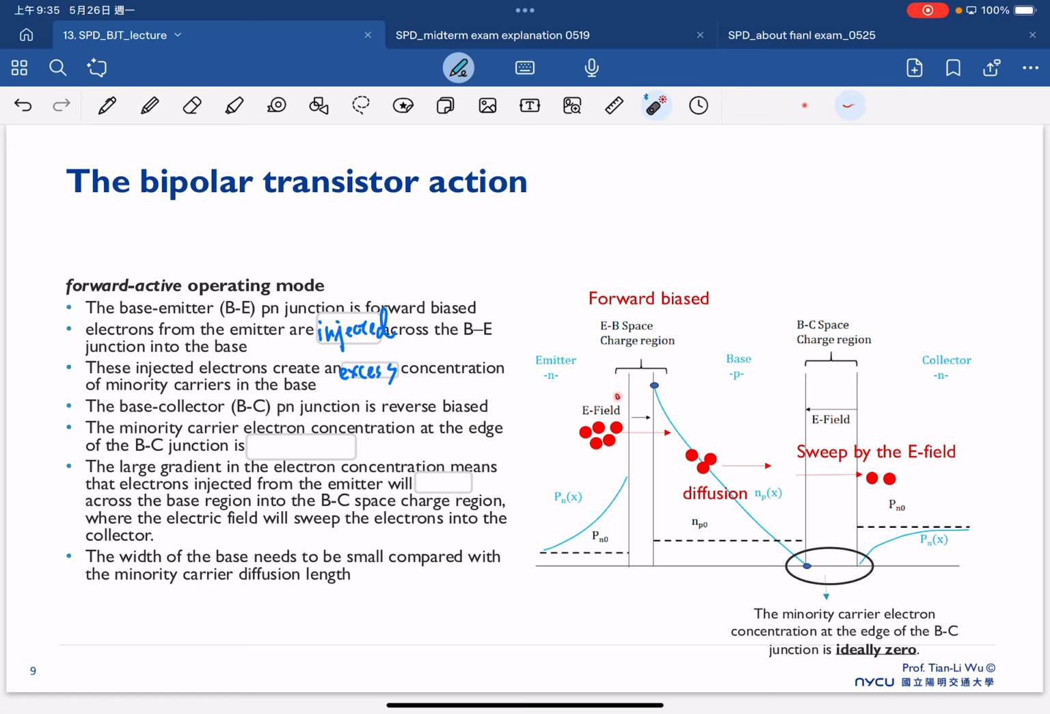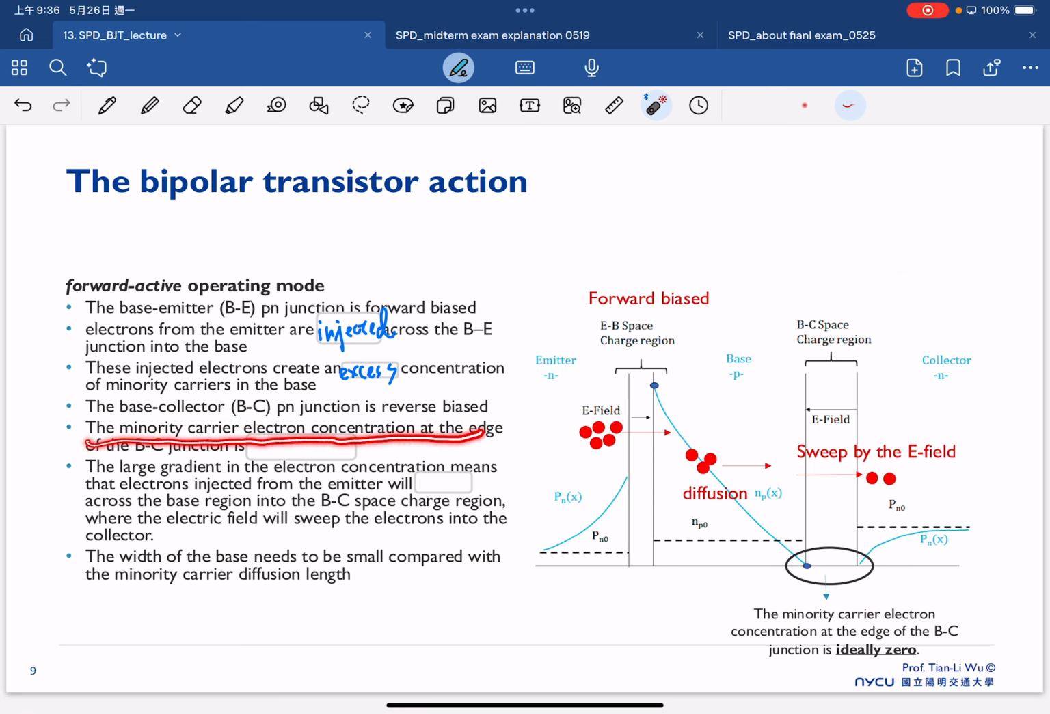So as I said, these are electrons in the N region, but once injected into the P region, these electrons become an excess concentration. Because in this P region the majority should be the holes, but now we have additional electrons being injected, and therefore this will become the excess concentration of a minority carrier in the base region. And the base collector PN junction is reverse biased. As already mentioned, in this case the junction is under reverse bias.